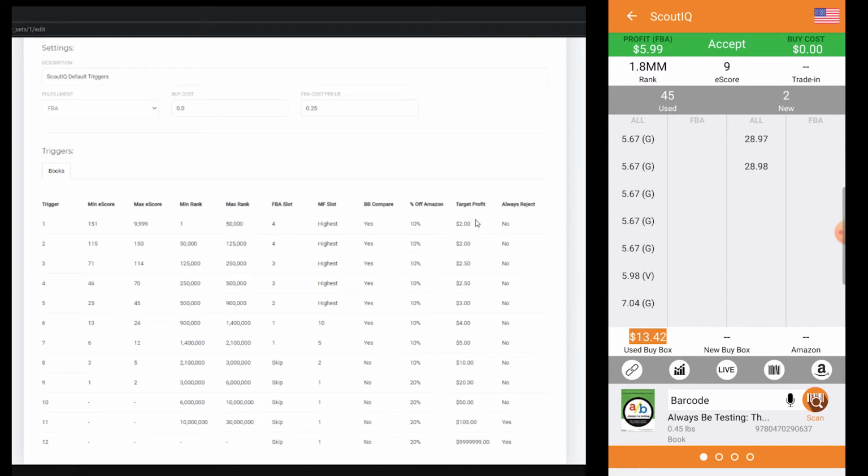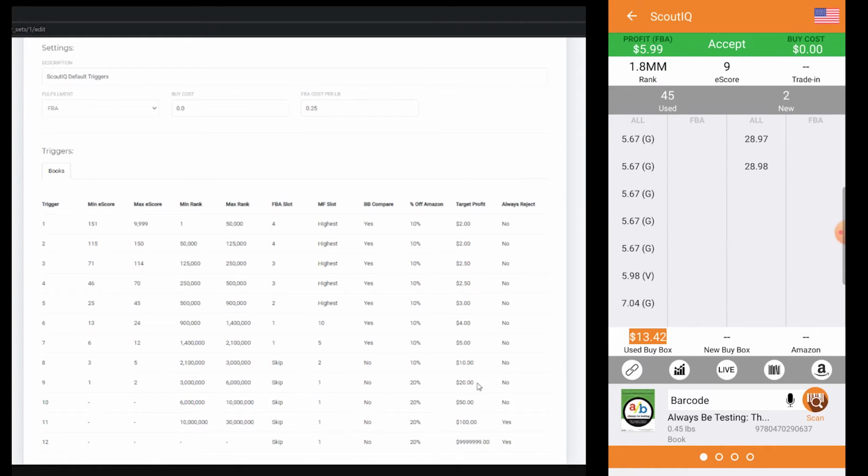Now, the reason profit keeps going up, if you look at these triggers right here, trigger 1 is $2, then it goes $2.50, $3, is because the longer it takes for a book to sell, the more profit it needs to have to be worth it. So, for instance, $2 profit. If you spend $1 for a book, you make $2, you make 100% return on your investment. It'll likely sell within the same week it hits Amazon, since these ones are selling so often. So it's worth it to invest $1 to make $2.